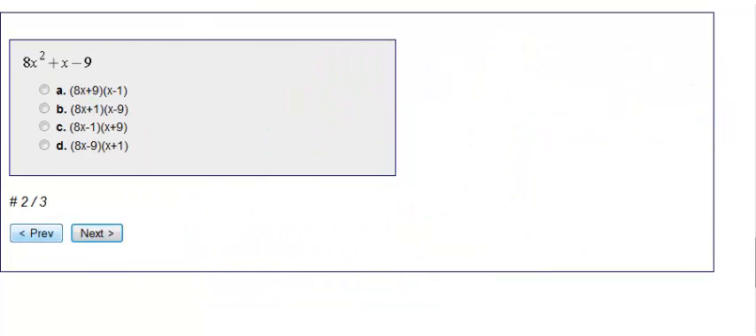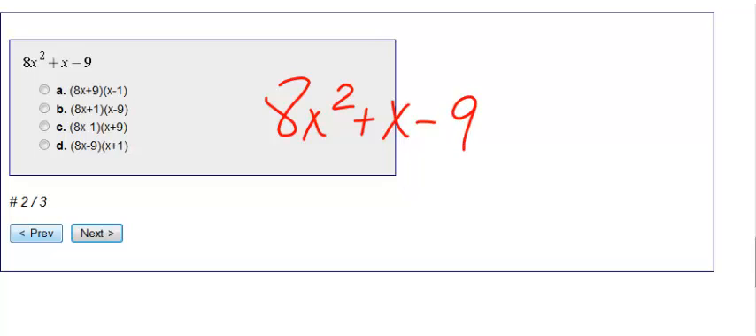Number 2. We have 8x squared plus x minus 9. Okay, we cannot pull anything out. We look at the front of our x squared. We have a number, so we make our pyramid. At the top of the pyramid, we put our 8 times 9. I get 72. Now, on the inside of 72, I'm going to list my factors. I have 1 times 72. I have 2 times 36.